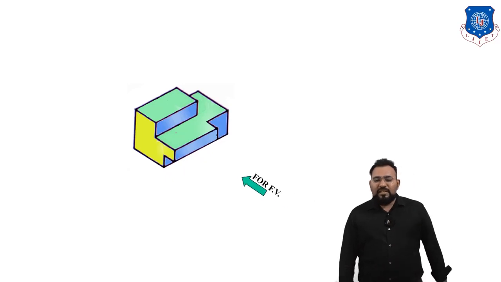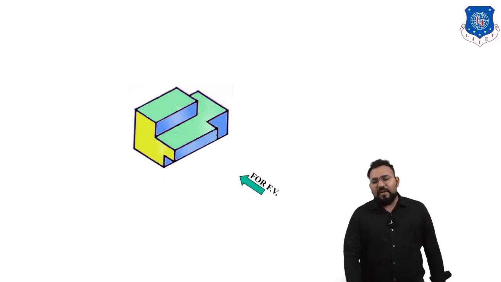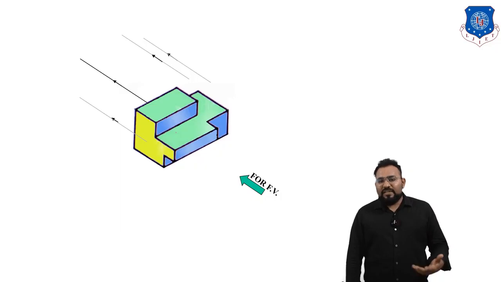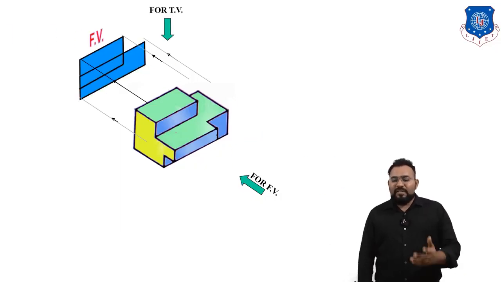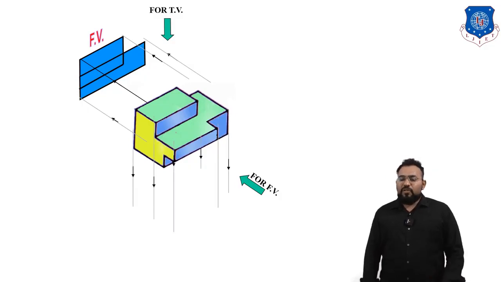Okay, now visualize this thing. So this is the observer direction from where we have to see the front view. So visualize the front view in your mind. It is going to look like this. Okay, now let's see the top view. So how is the top view going to look?